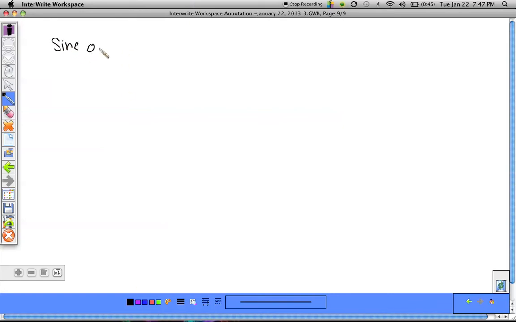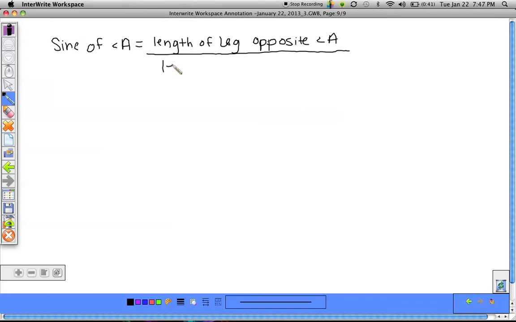Let's move on to the sine. So the sine of angle A is equal to the length of the leg opposite angle A over the length of the hypotenuse. And we're going to abbreviate this one again by sin A equals opposite over hypotenuse. Much easier to write when we're writing all of this out to show our work.